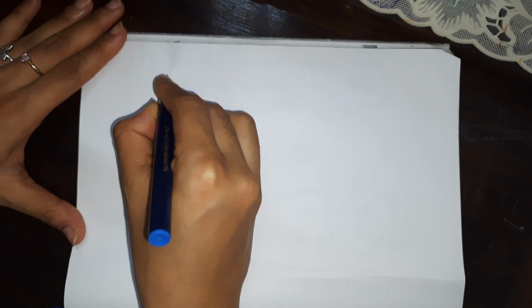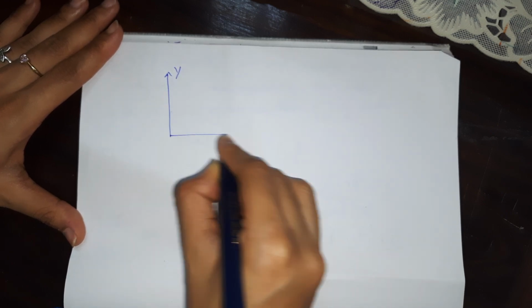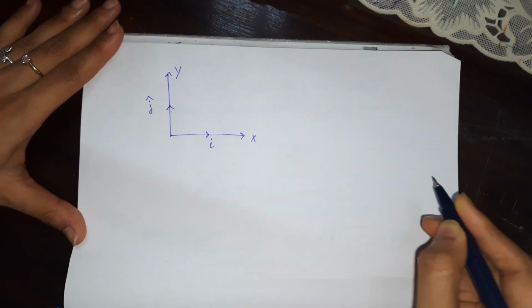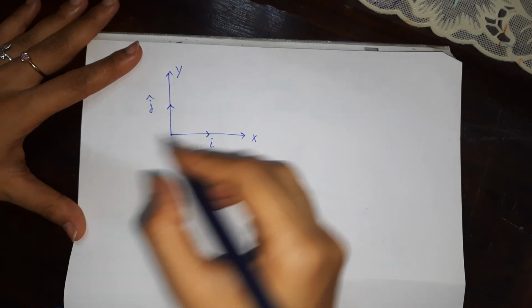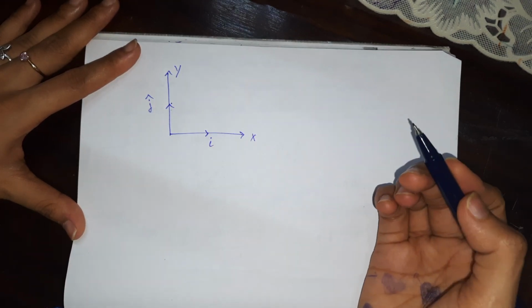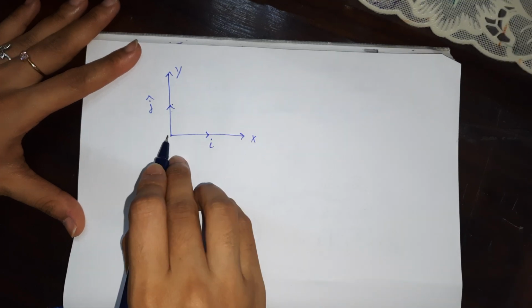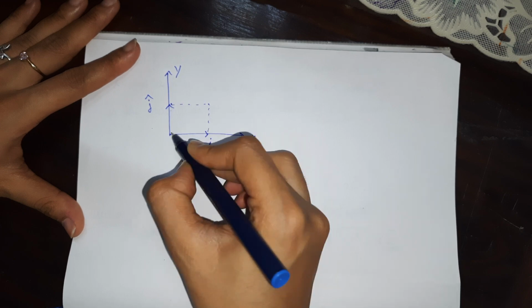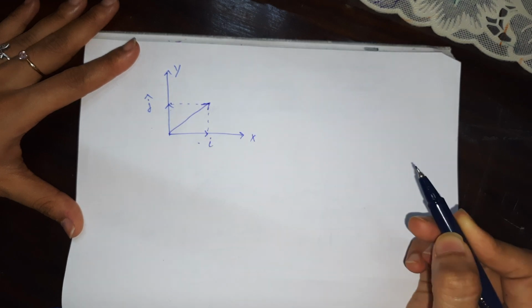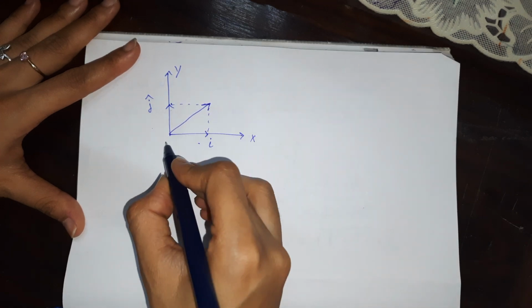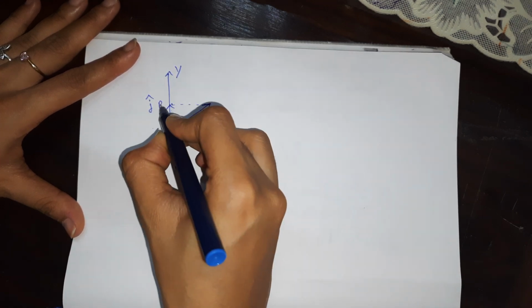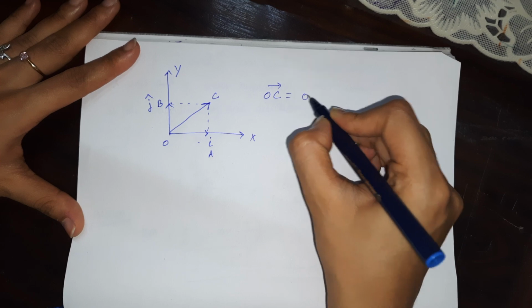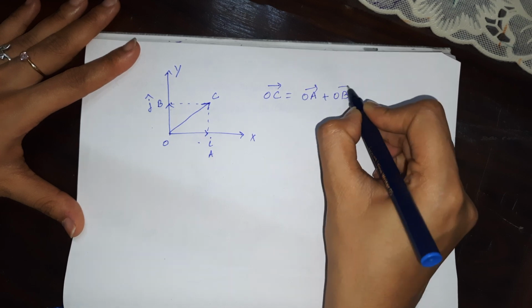First we will mark the y-axis and the x-axis, and i cap and j cap are unit vectors along the x-axis and y-axis. Now, in order to add these two vectors, we need to find the resultant of i and j. The resultant will be given in this format. If I name this point O, this point A, this point B, and this point C, then I can write OC vector is equal to OA vector plus OB vector.